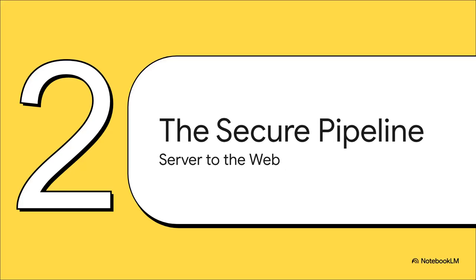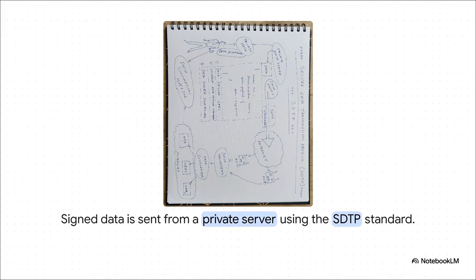Okay, so our digital letter is sealed, it's packaged up, and it's ready to go. But here's the thing, it doesn't just get dropped into some public mailbox. It enters a really carefully designed, secure pipeline. Following the lines on the diagram, that payload moves from the owner over to a private data server. That server then uses the SDTP standard to send it out into the wild. Think of SDTP as the armored truck for your data. Its only job is to get that package from point A to point B securely, making absolutely sure that signature, that wax seal, is never broken while it's in transit.